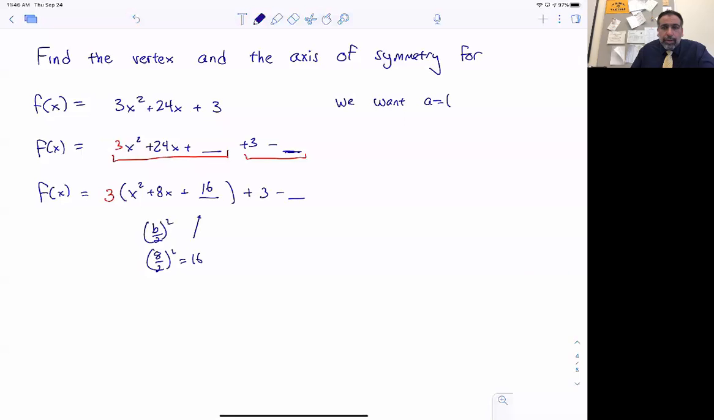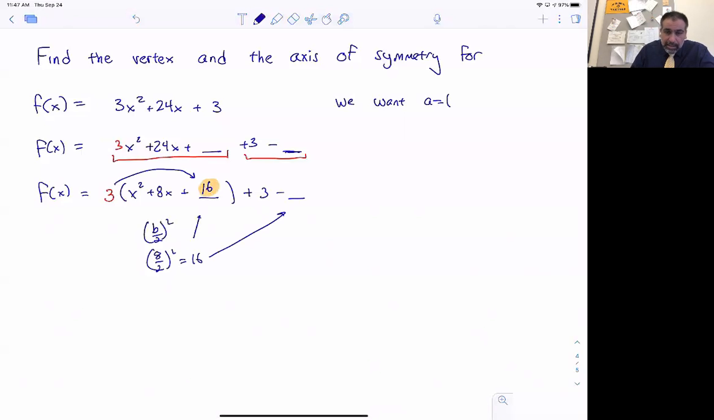Now here is where the common mistake comes in. People want to take 16 and they want to put 16 in this blank as well. Don't fall for the trap. The reason that's a trap is because this 16 is not a 16 by itself. This 16 is really being multiplied by 3. So even though it looks like a 16, it's not a 16 in actuality. It's really got a value of 48.